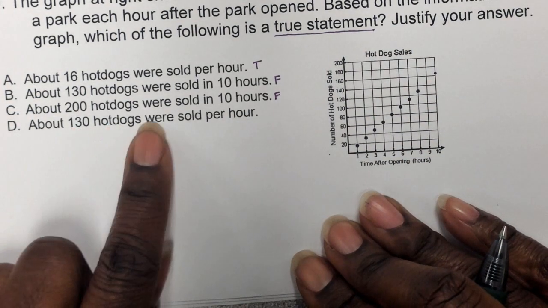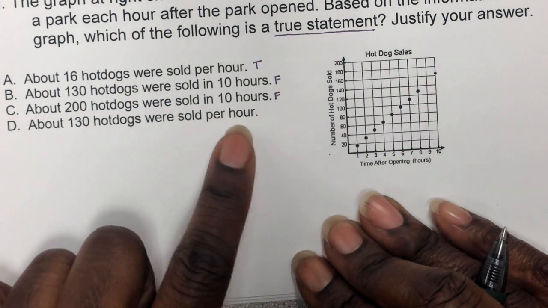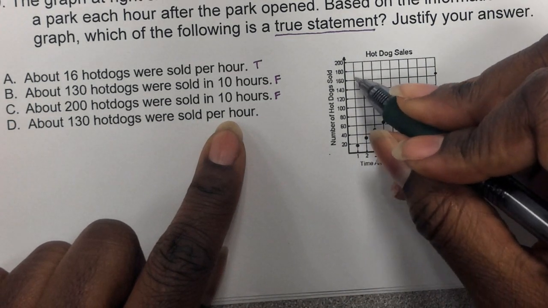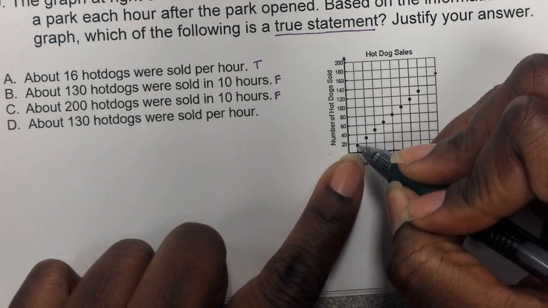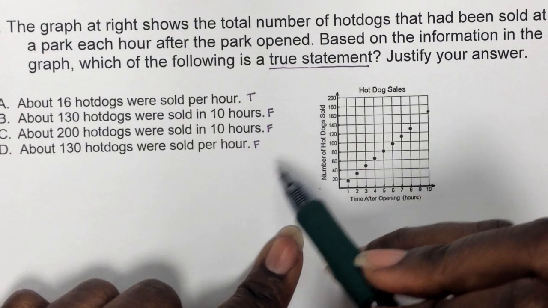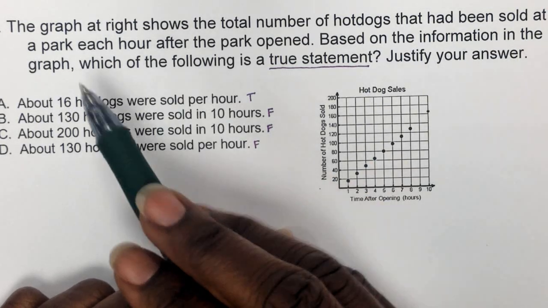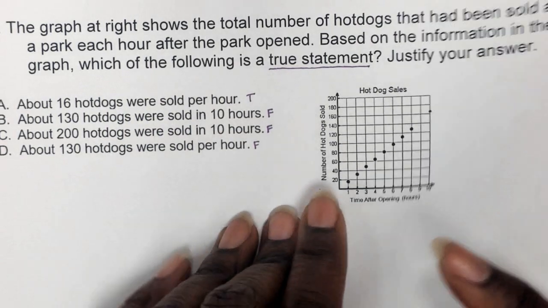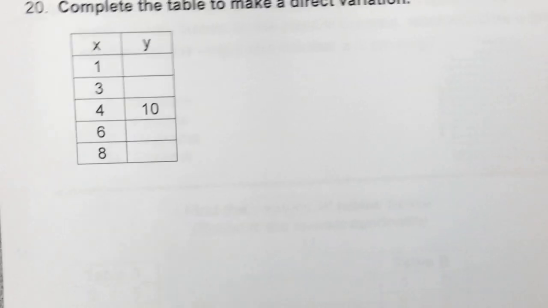About 130 hot dogs were sold per hour. When they say per hour, they mean at the first hour, it should be way up at 130. Is that true? No, the first dot was there, so that's really false. Once you know which one's true and which one's false, it says, based on the information in the graph, which of the following is a true statement? Now you can move on. This is the last one here.